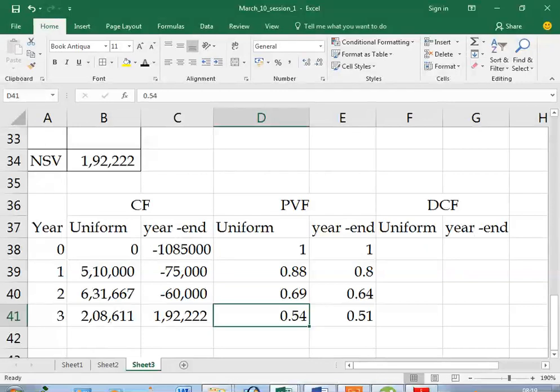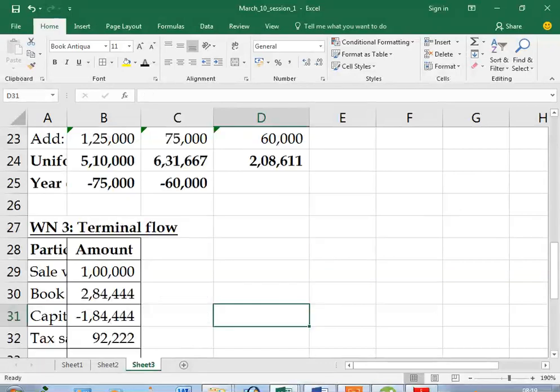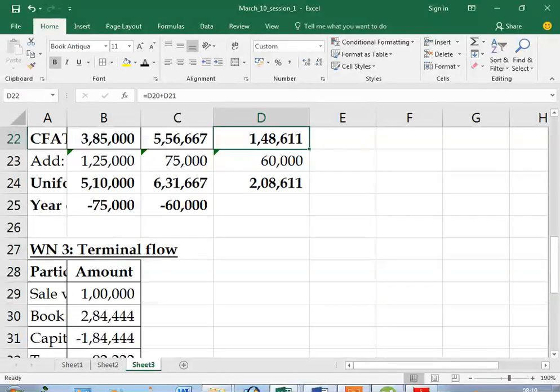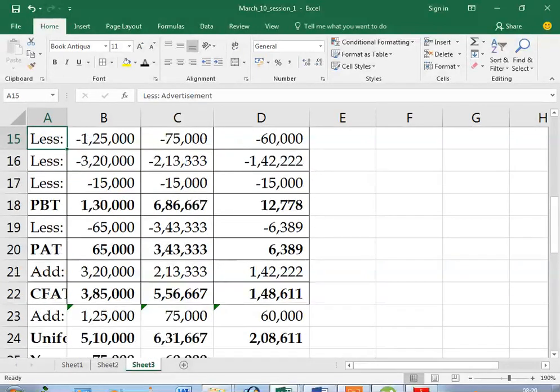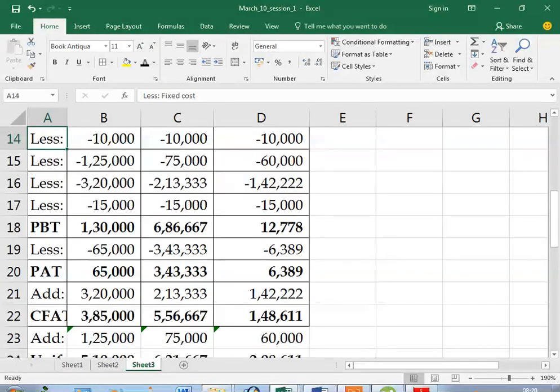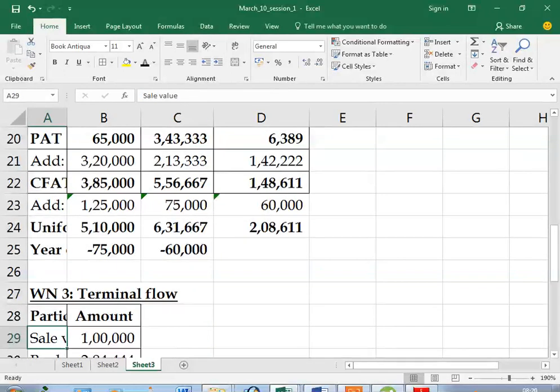Which one? Which CFAT? That is of no use. You'll have to adjust that CFAT. That's where you get uniform CFAT. Advertisement is to be adjusted with that. We had deducted advertisement while calculating 385. That is a wrong thing to do, but I had to do it to calculate tax. And now I am recovering, adding it back.